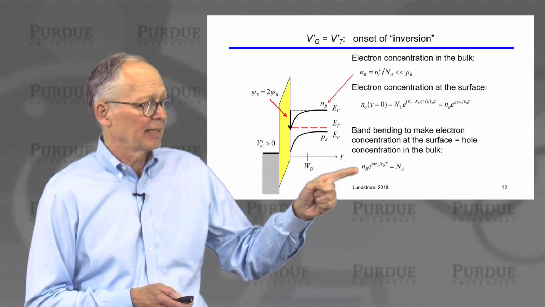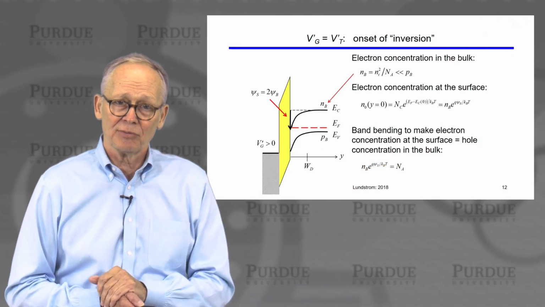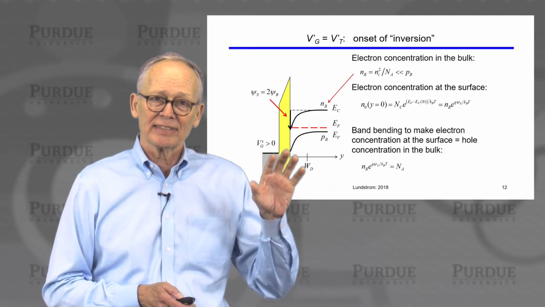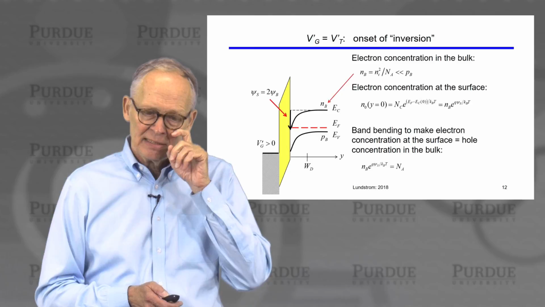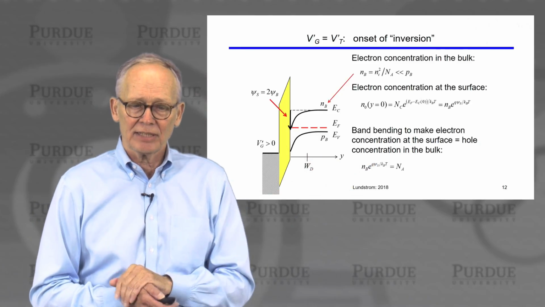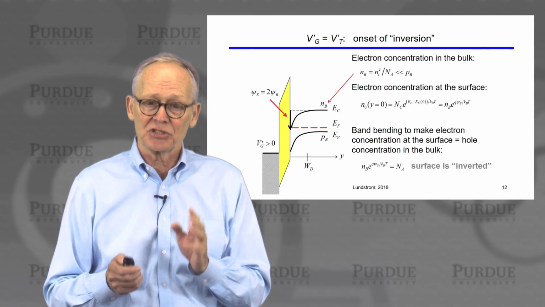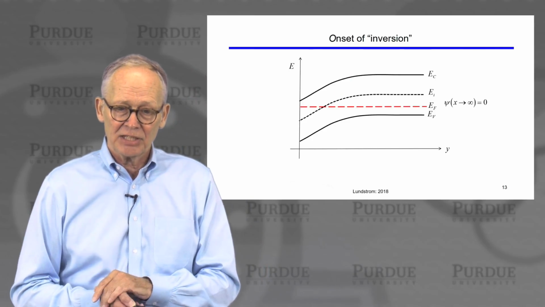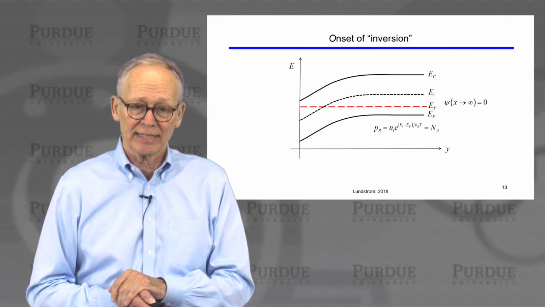We've inverted it when the concentration of electrons at the surface is equal to the concentration of holes in the bulk. The surface is now as n-type as the bulk was p-type. So this we call the onset of inversion. We can simply solve this equation and determine what surface potential it takes to achieve this condition. And the condition it takes, we'll find out, is very simple and easy to understand.